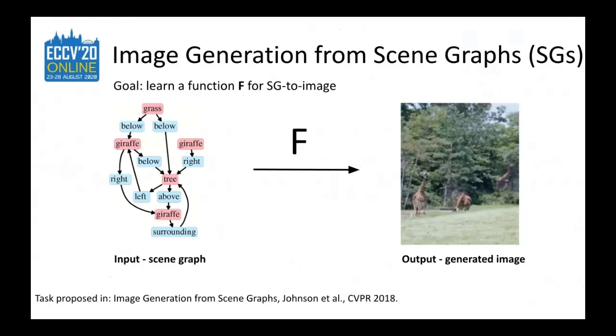In this work, we focus on the task of scene graph to image generation. More precisely, we aim to learn a mapping F from scene graphs to images such that an output image respects the constraints of the input scene graph.